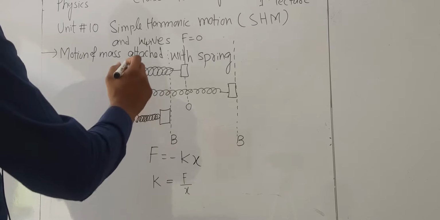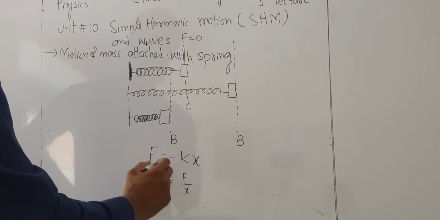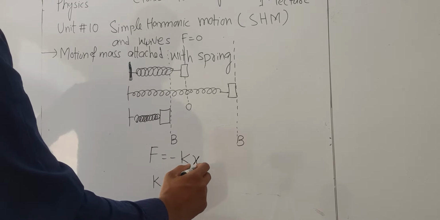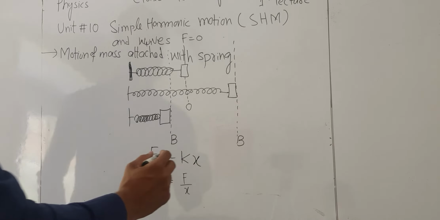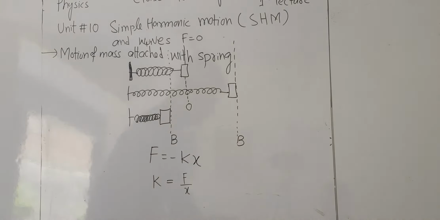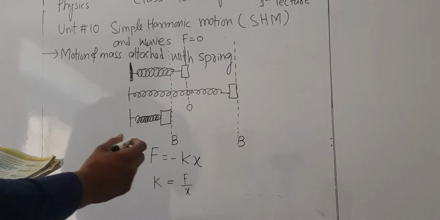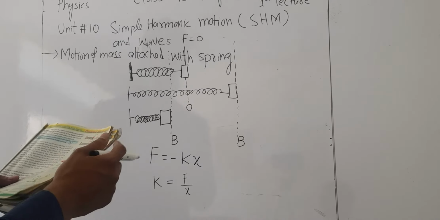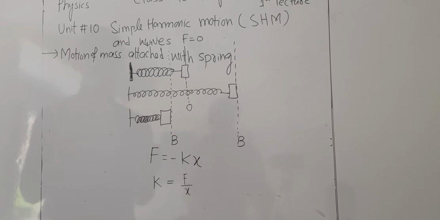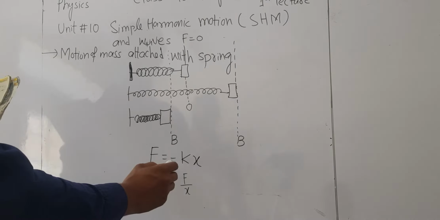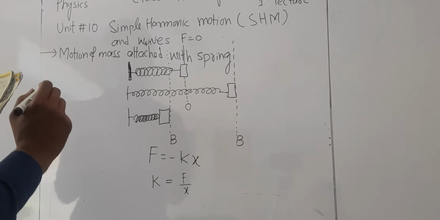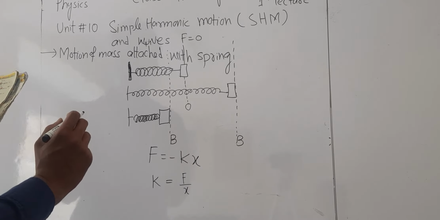This phenomenon can be illustrated with the help of Hooke's law, where F is the force, equal to minus K multiplied by X, where K is the spring constant. The negative sign in this equation shows that the force exerted by the spring is always directed opposite to the displacement of the mass.